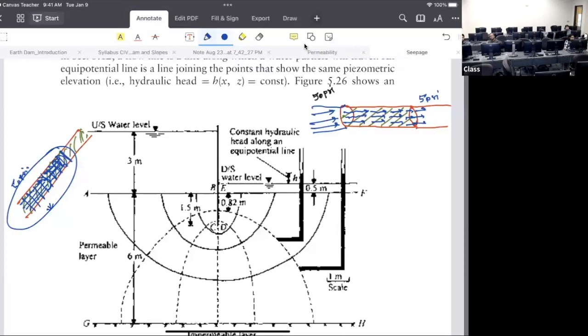Q equal to VA, or Q equal to KiA, right? Very simple. It's the basic formula. A is constant, K is constant, so only i induces the flow. So what is that? Hydraulic gradient, del H by del L. So what is the hydraulic gradient here?